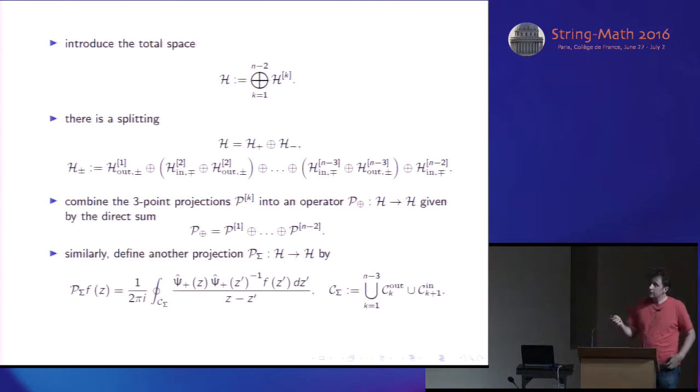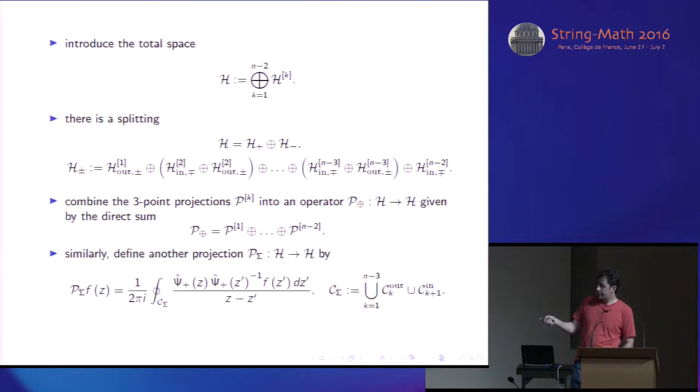Next, I introduce a total space made out of these spaces associated to different trinions. So it admits a kind of canonical splitting into spaces H plus and H minus. So for example, if you look at this formula, H_2 minus corresponds to the space of functions on the inner circle of the trinion number 2 with only negative Laurent components, okay? And then out of these previous projections given by Plemelj operators, we cook up an operator on H given by this direct sum. So this is made of three-point solutions.